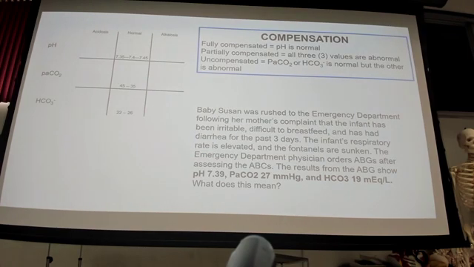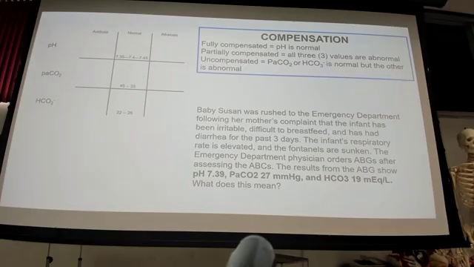One last vignette. Any volunteers? I got it. Baby Susan was rushed to the emergency department following her mother's complaint that the infant has been irritable, difficult to breastfeed, and has had diarrhea for the past 3 days. The infant's respiratory rate is elevated and the fontanelles are sunken. The emergency department physician orders the ABGs after assessing the ABCs. The ABG results show pH of 7.39, PaCO2 of 27 millimeters of mercury, and HCO3 of 19. What does this mean?